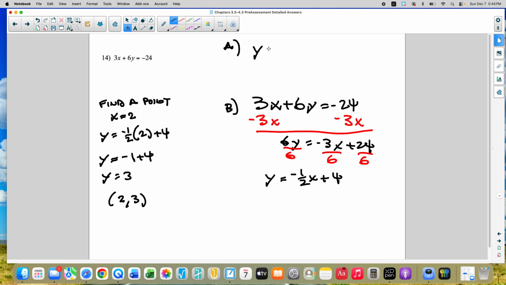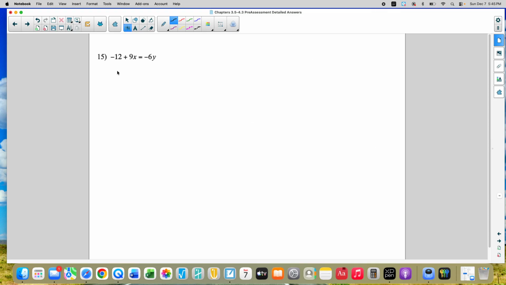So when I do point slope, it's y minus 3 equals -1/2, that's my slope, times the quantity x minus 2. Notice the point I plugged in. And then C, it's already in standard form, 3x plus 6y equals -24. I didn't have to do anything. Now I could have used the y-intercept, that's (0, 4), and plugged in (0, 4), but I'm just showing you other ways. This is not standard form. So again, I could plug in and find, but I'm going to make it a little bit easier.